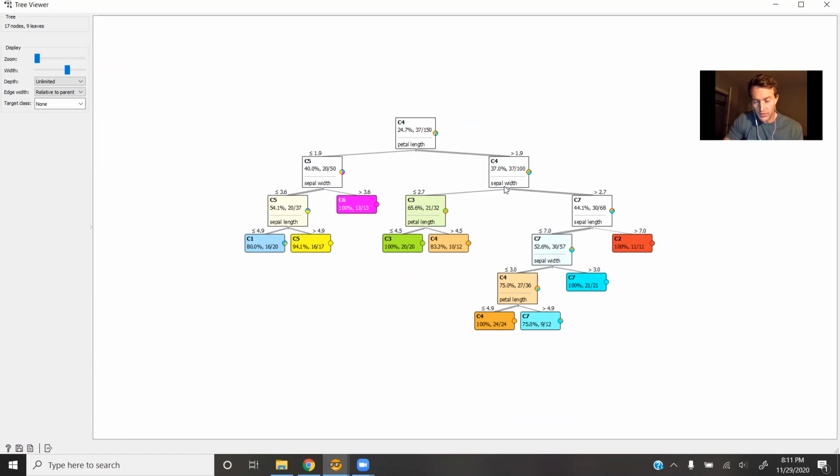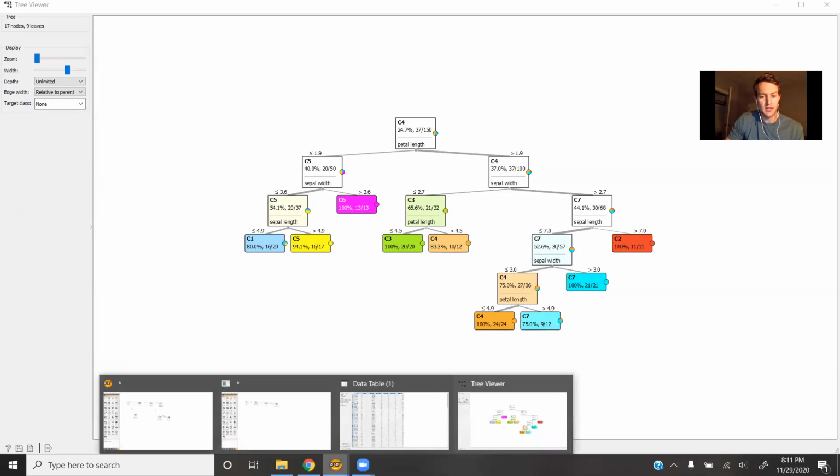Over here, if the sepal width is less than 1.9 and it is over on this side, then the petal length and sepal length are going to be used. It looks like it picked length for both of those, so we have width, length over here. It's just interesting to see how it changes as it varies.